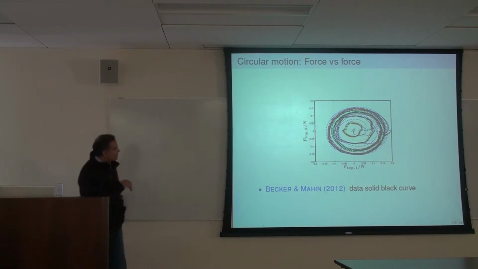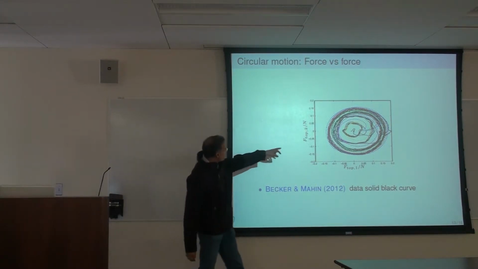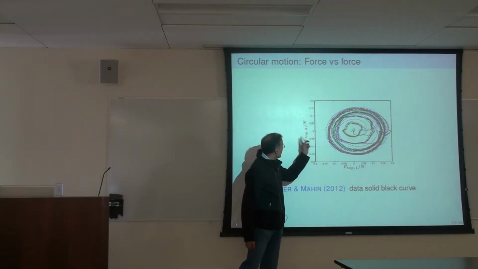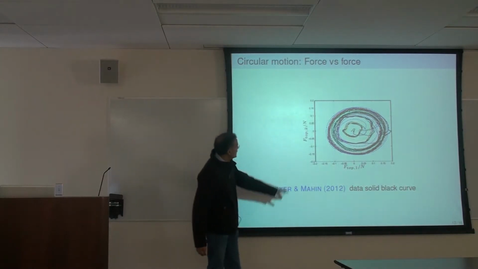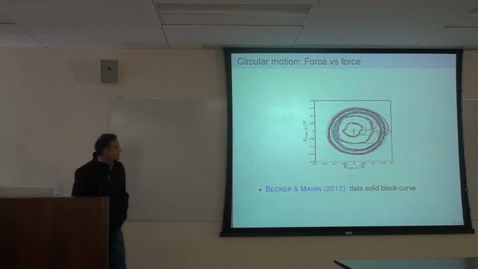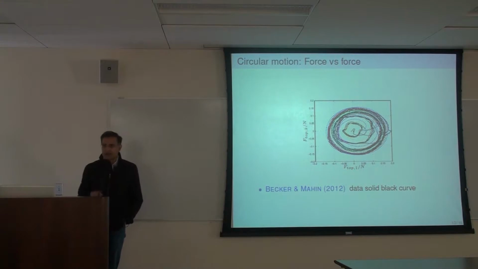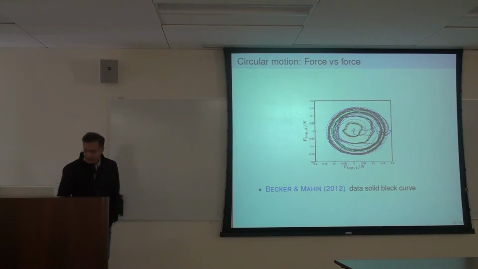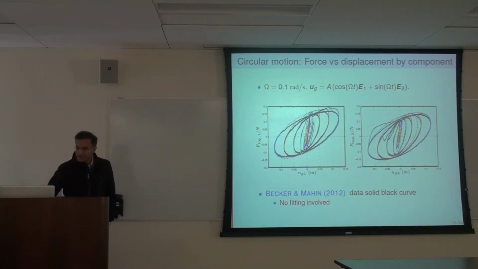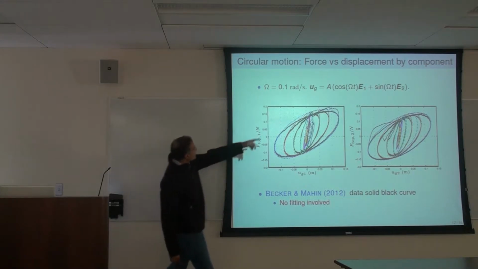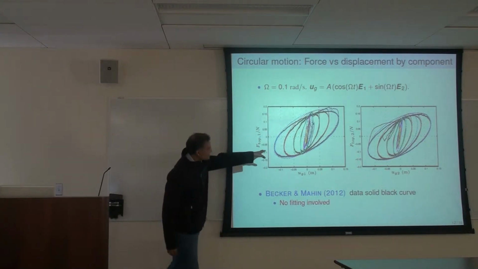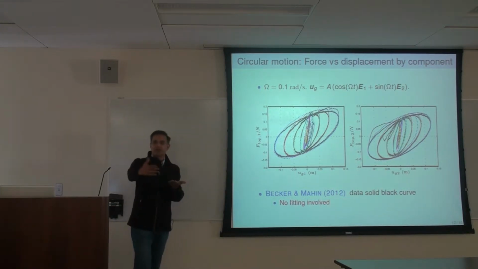This is just the cross plot of the force at the top, the x and the y components. Again, the black curve there is the data, and the dotted lines are the model. In this experiment, there's an amplitude A, and that's what the different colors represent. They just kind of step through the amplitudes.